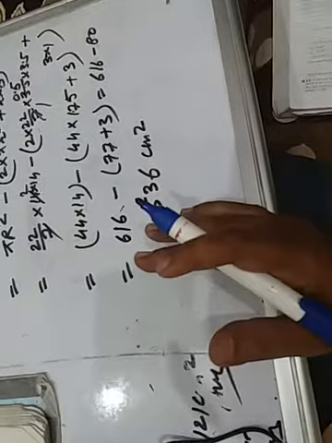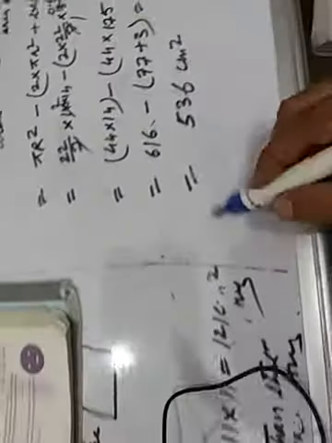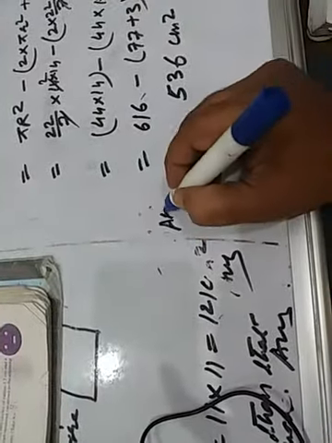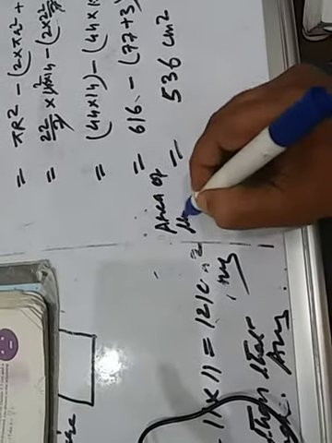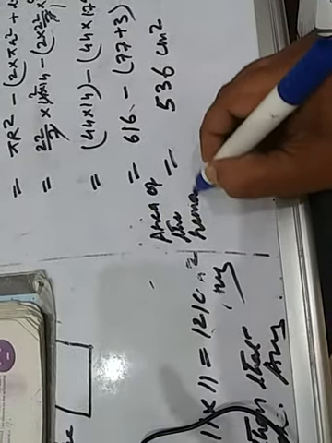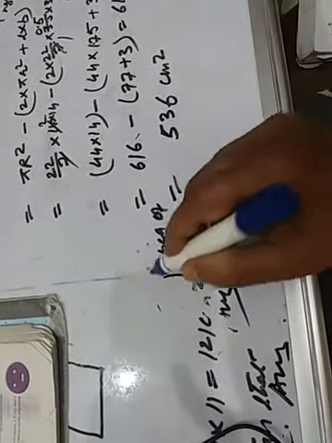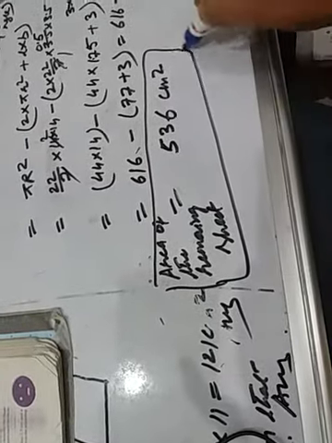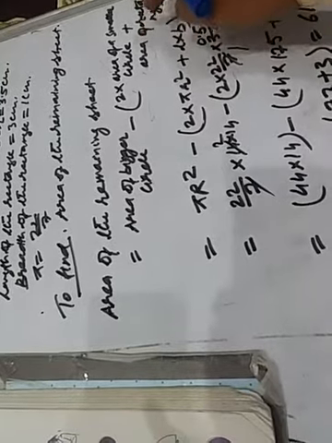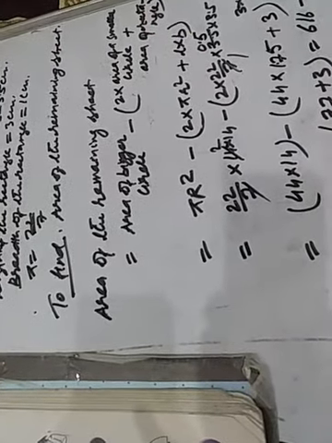So the area of the remaining sheet is 536 square centimeter. This is the area of the remaining card sheet, this is your answer. Children, here your master formula must be very clear. What is the master formula? Area of the remaining sheet equals area of the bigger circle minus 2 into area of the smaller circle plus area of the rectangle. So these two questions we have seen.